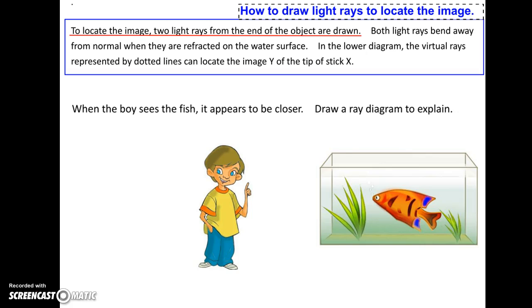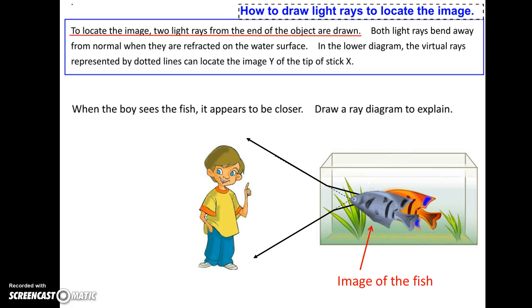Now the boy observes a fish in an aquarium, in a fish tank, and they are about on the same level. So we draw light rays in this way from the mouth of the fish. And these light rays bend away from the normal when they go from water into air. Then the observer would believe that the light rays come from here, and this is then the image of the fish, which appears to be closer.